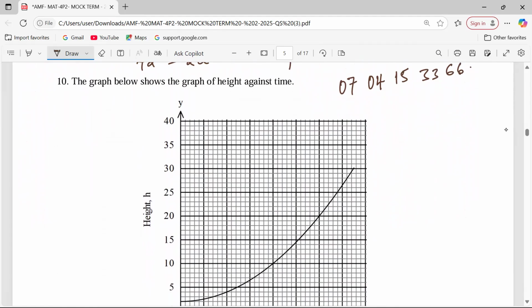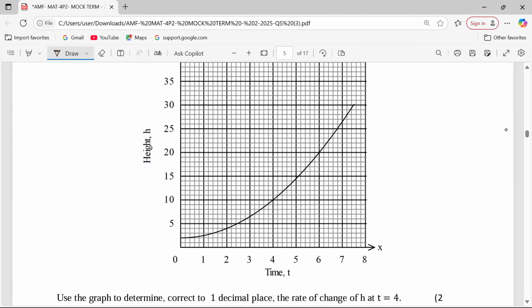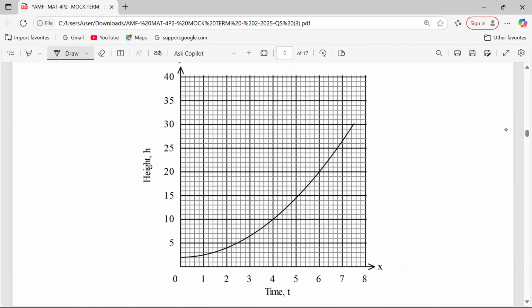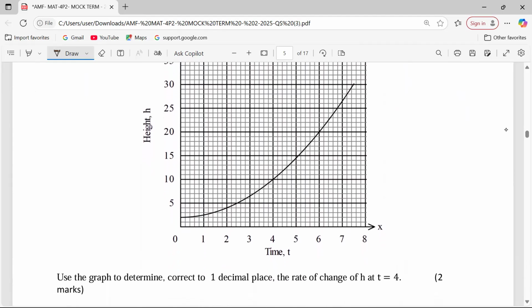Number 10, the graph below shows the graph of height against time, maybe for plants or seedlings or anything. Height against time, we can see the graph. Then from there, what is the question?